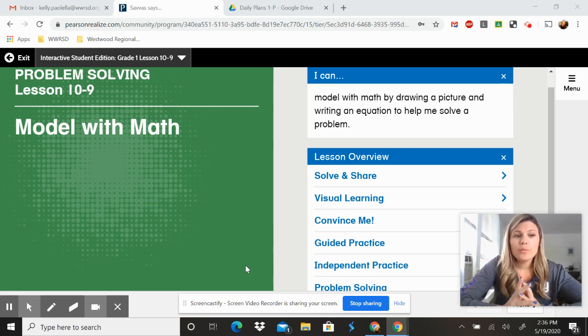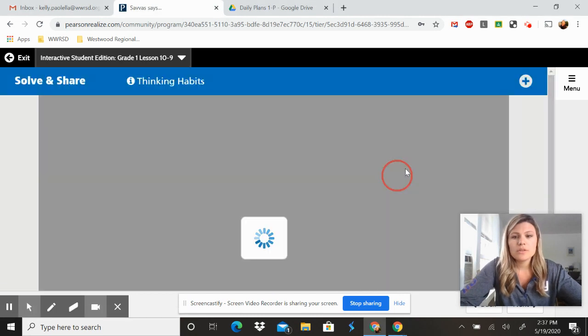So today we are going to be doing the problem solving lesson. So you can model with math by drawing a picture and writing an equation to help me solve a problem. So this is going to be a lot of word problems. So before we get started, I do want to remind you, when we are reading a word problem, we're reading it nice and slow, and we're circling any numbers we come across because that helps them stand out so we know what we're doing, okay? So let's start with the solve and share.